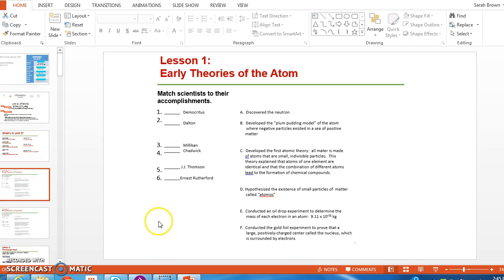So the first unit that we'll be covering is from Lesson 1, Early Theories of the Atom. You want to match each of these scientists to what they discovered. Number 1 is Democritus, 2 is Dalton, 3 is Millikan, 4 is Chadwick, 5 is J.J. Thomson, and 6 is Ernest Rutherford. On the question that's going to pop up, just list your letters in order. So let's say you think 1 is C and 2 is B, you would do C, B, and then fill in the rest of your letters.